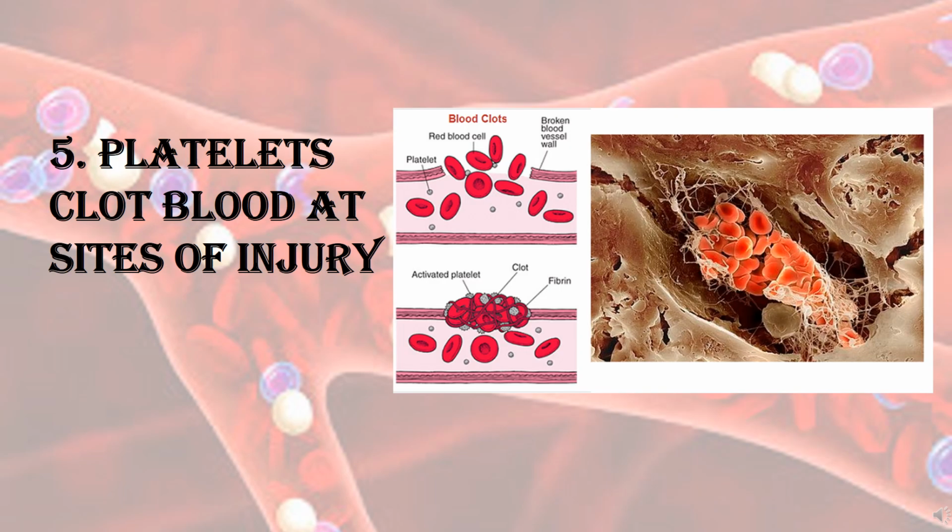5. Platelets clot blood at sites of injury. When a blood vessel tears, platelets and plasma proteins work together to stop blood loss. Platelets, also called thrombocytes, clump and form a plug in the damaged area. The proteins form threads called fibrins to complete the platelet plug, or clot.